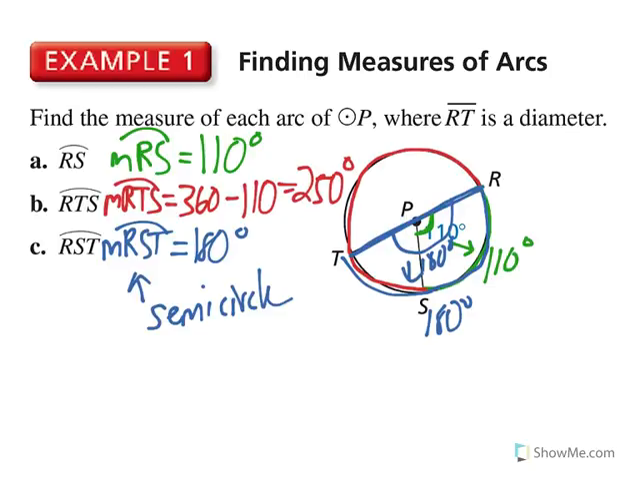Okay, and the problem told us that RT was the diameter. Then if we look at RS, RS is what we called a minor arc. And then RTS would have been major, right? Because it's greater than 180.